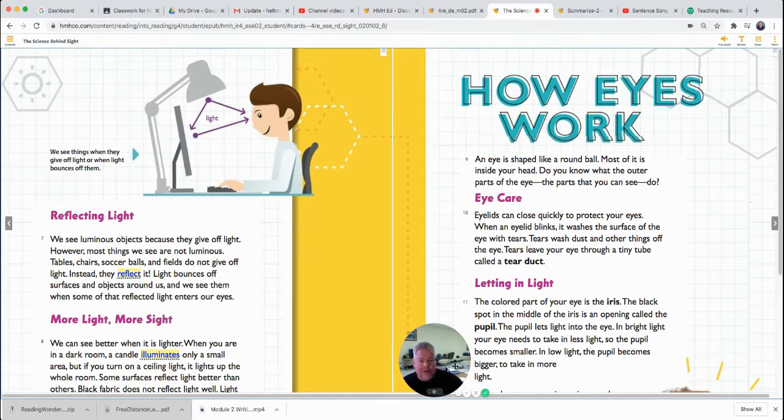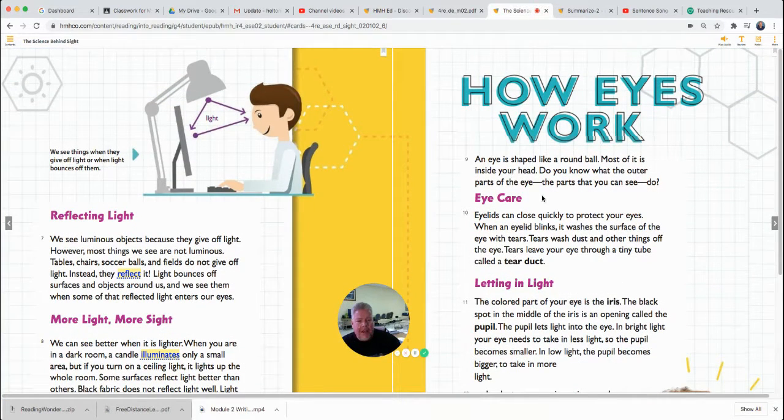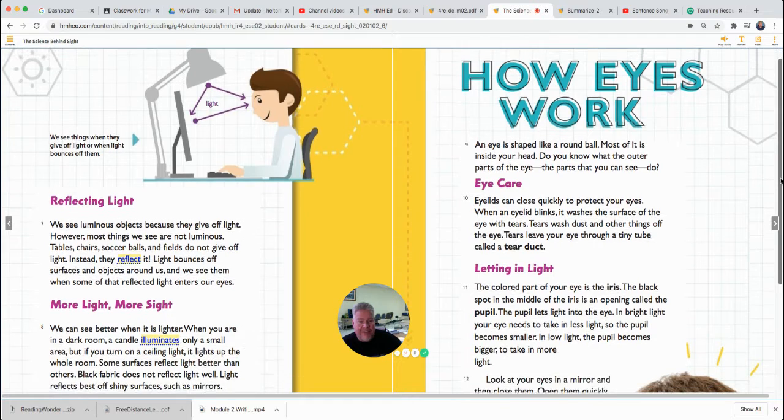How eyes work. An eye is shaped like a round ball. Most of it is inside your head. Do you know what the outer parts of the eye, the parts that you can see, do? We're about to find out, I have a feeling.